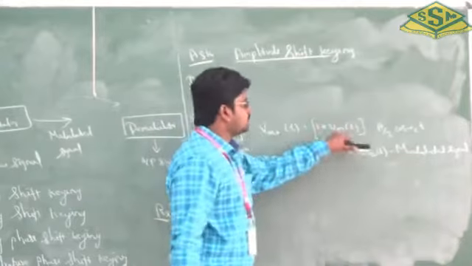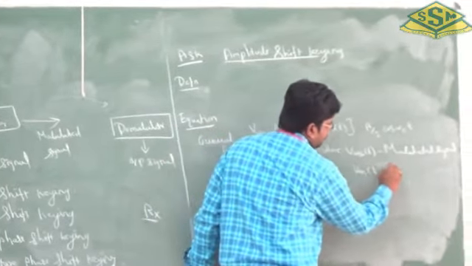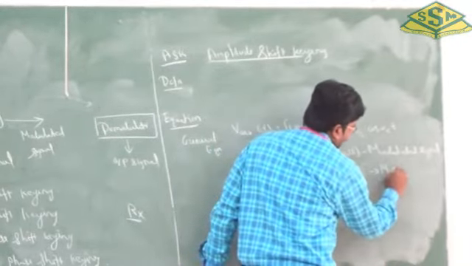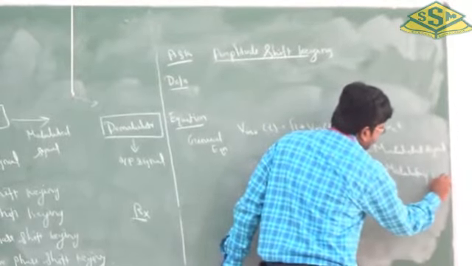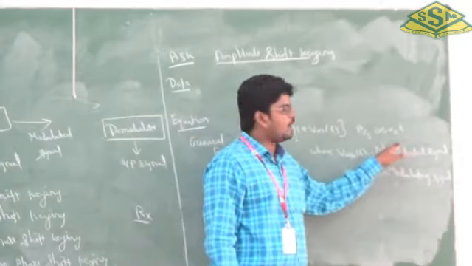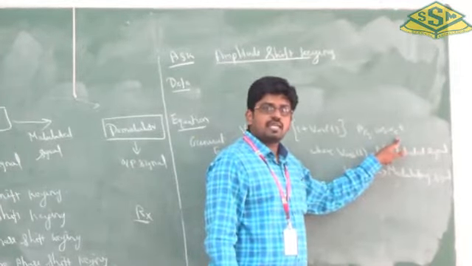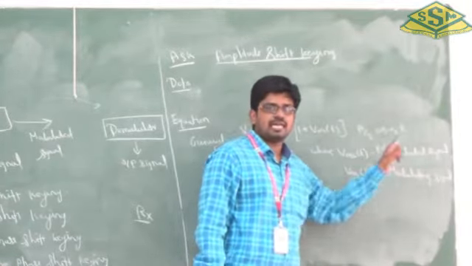Then Vm of t is the modulating signal or input signal. Here it contains cos omega ct. I have denoted C here, so that's why it is called the carrier signal. So this term is related with the carrier signal.